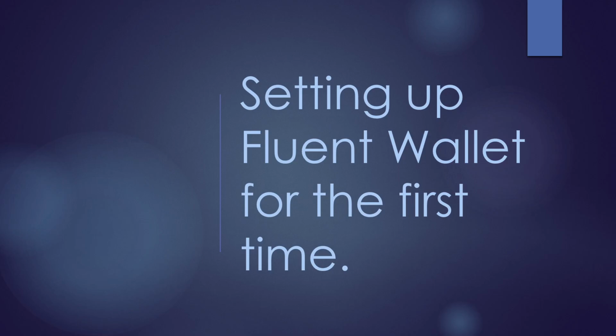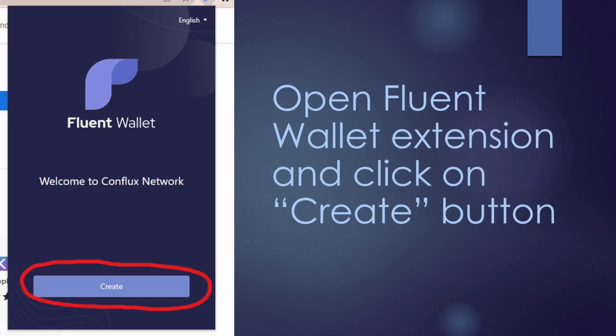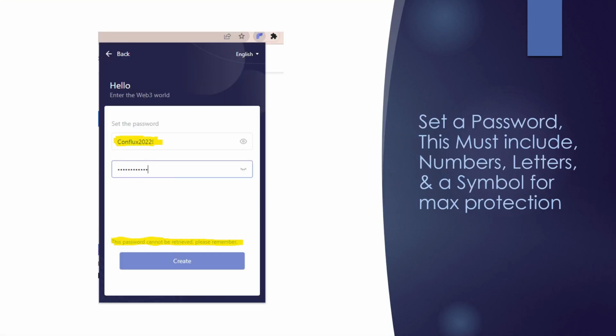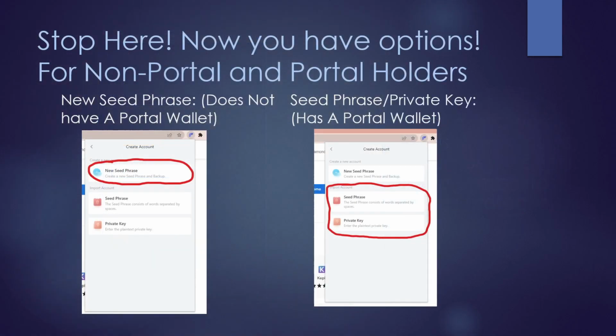Setting up Fluent Wallet for the first time. You're going to open the Fluent Wallet extension and click on the Create button. You're going to set a password. This must include numbers, letters, and a symbol for max protection. Stop here because now you have options for non-portal and portal holders. So for a non-portal wallet holder, you're going to want to select the new seed phrase option seen on the left. If you do have a portal wallet seed phrase private key, you're going to want to click on the options on the right. I'm going to go over those a little bit later in the video as well.